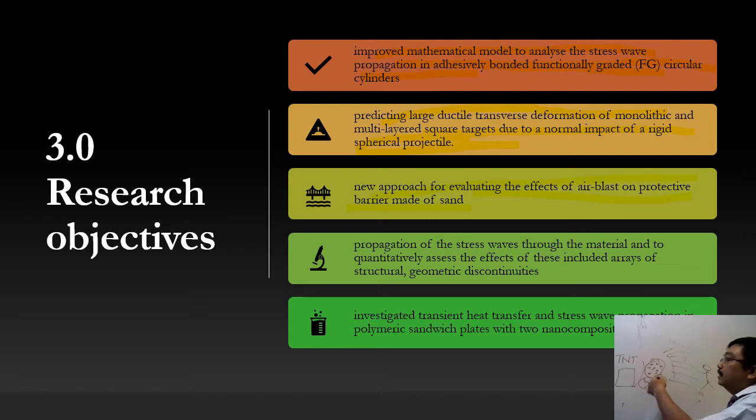That is what there is research, potential research on that. Okay, propagation of stress wave through material, and to quality assess the effect of included rays of geometrical structure and geometrical discontinuity, and involves transient heat and stress wave of polymer sandwich plates.